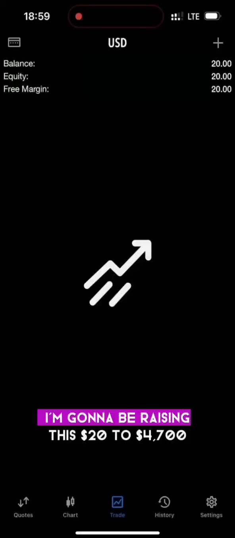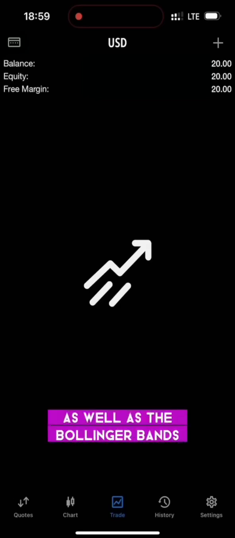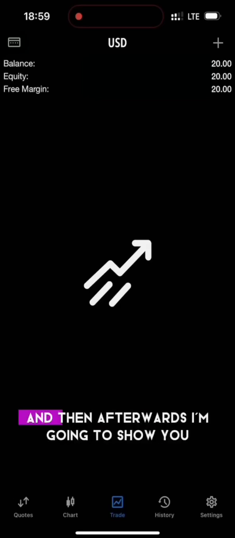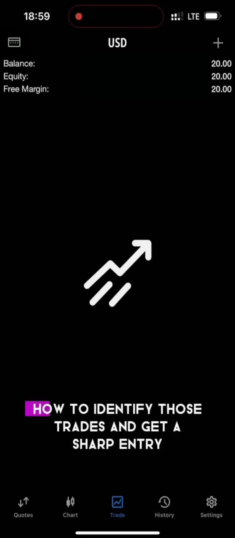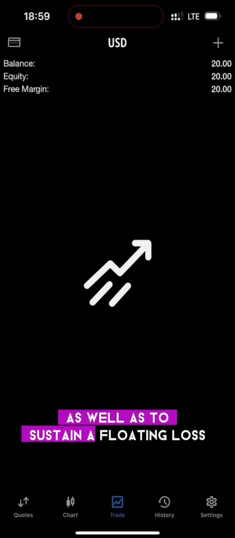So in this video, I'm going to be raising this $20 to $4,700 using the market structure, the trend lines, as well as the Bollinger Bands. I'm going to be trading first, and then afterwards I'm going to show you how to identify those trades and get a sharp entry as well as to sustain a floating loss.